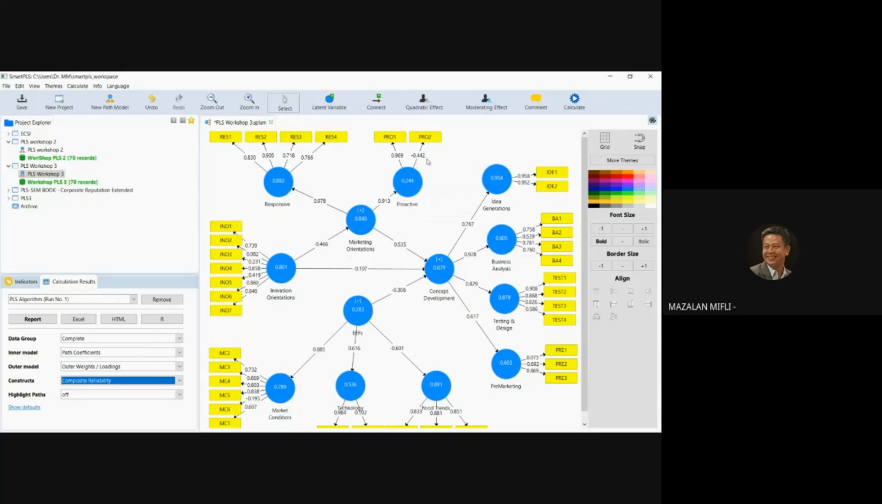we have a negative 0.42, and then we have 0.969. That is almost 1, also not good. Just to share with you, if you are having loading values that are almost 1, that is also not good. It is almost perfect. Again, it could be the data.